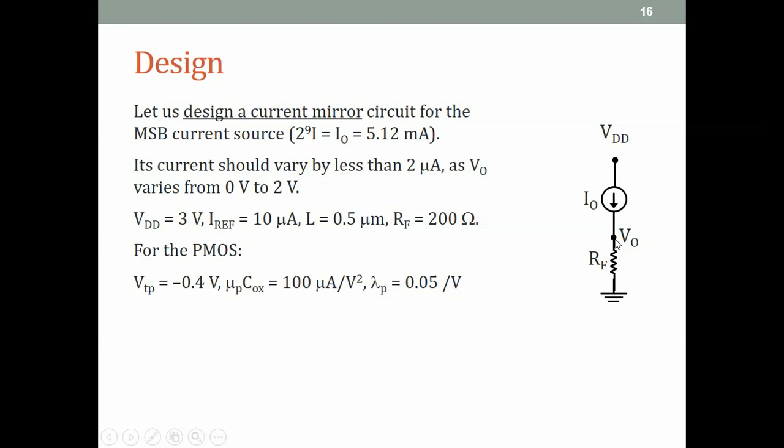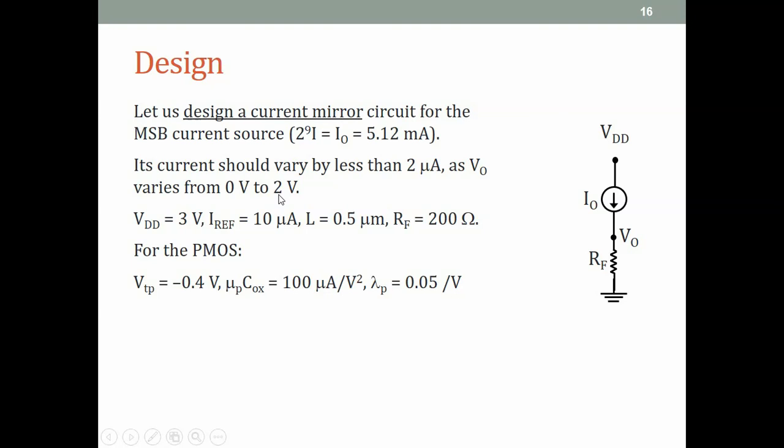As this changes from 0 to 2 volts, the voltage across this current mirror circuit is changing, so its current will change, because of channel length modulation, or in other words, because of the non-infinite output resistance of the current source. As the voltage changes, the current will change, and we are saying the change in the current should be less than 2 microamperes as VO changes from 0 to 2 volts.